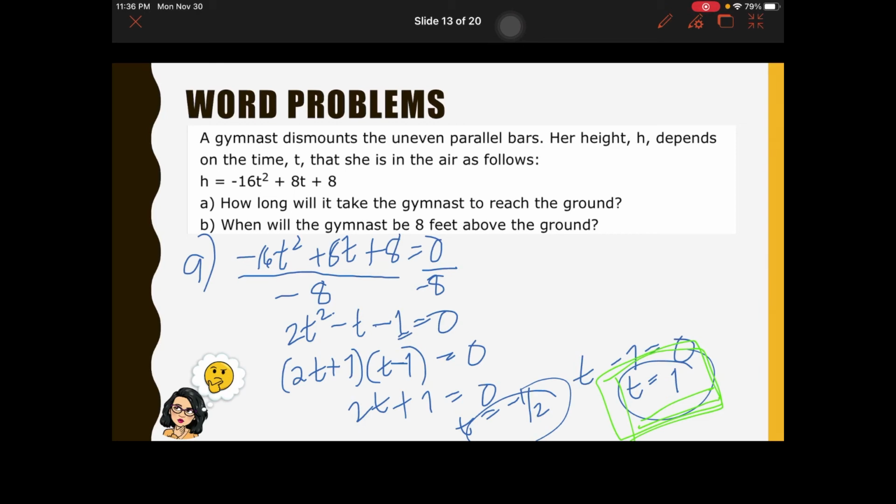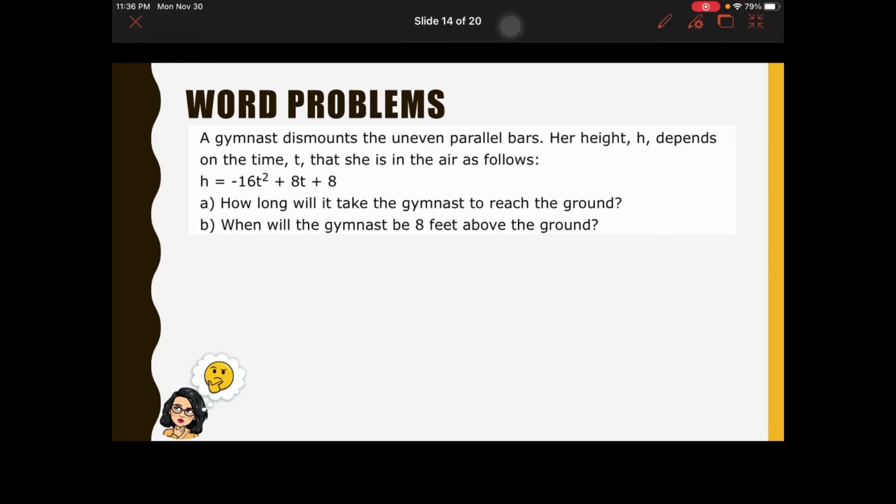When will the gymnast be 8 feet above the ground? So, ang gagawin na po natin dyan ay kailangan daw ang height natin ay 8 feet above the ground. So, all we'll have to do is substitute h with 8. So, our equation will now look like 8 is equal to negative 16t squared plus 8t plus 8. So, as usual, gagawin lang po natin dito ay i-divide natin siya ulit by negative 8. Alright? And then, what will we do?